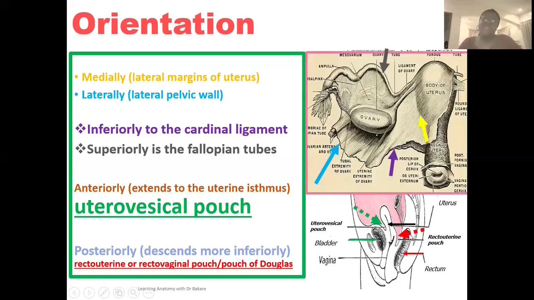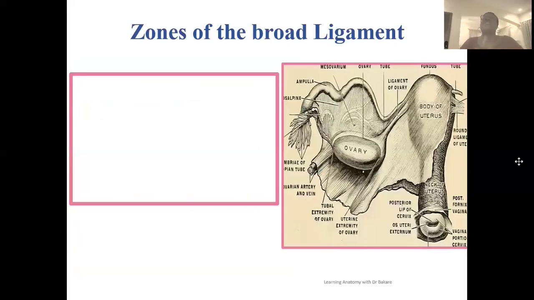And this is what we refer to as the recto-uterine pouch or the recto-vaginal pouch, because it's seen to also extend to the fornix of the vaginal canal. It can also be referred to as the pouch of Douglas. So this is what is seen in the anterior peritoneal covering and also the posterior peritoneal covering of the uterus itself. So let's describe the zones of the broad ligament of the uterus.